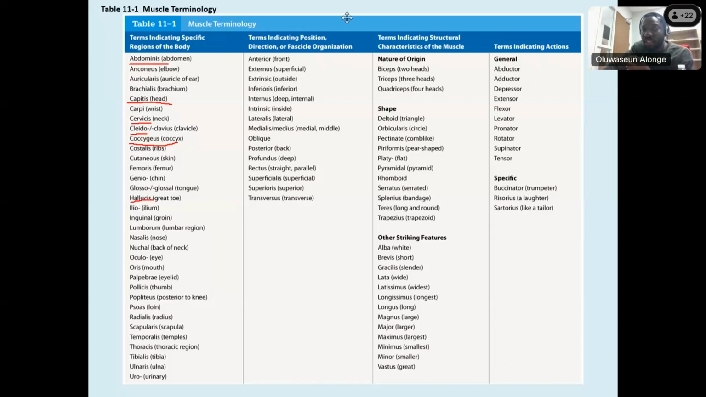Direction as well is a key thing. Directions, anterior, external, extrinsic, all of that, they help to name the muscles. Nature of origin is a key thing that you need to know as well. When you see biceps, triceps, quadriceps, shape is key. Other striking features, all of those features, please look at them in your own time. It will help you as you encounter muscles.